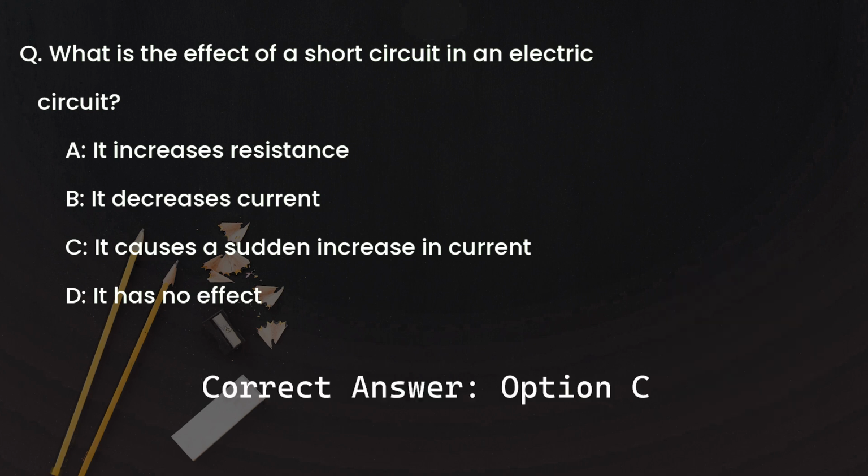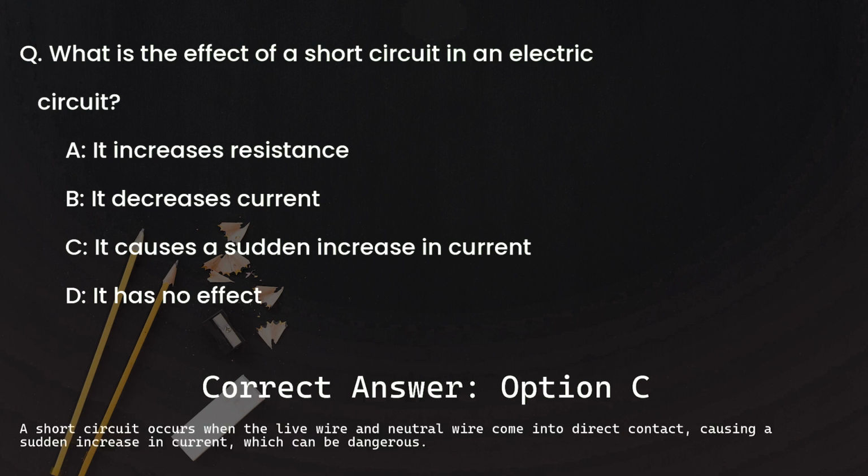The correct answer is option C, which is it causes a sudden increase in current. A short circuit occurs when the live wire and neutral wire come into direct contact, causing a sudden increase in current, which can be dangerous.